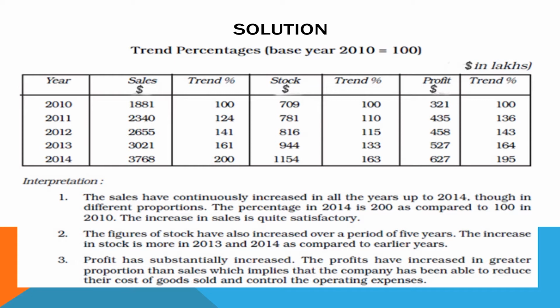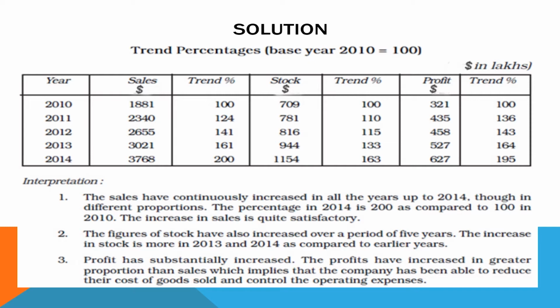The figures of stock have also increased over a period of 5 years. The increase in stock is more in 2013 and 14 as compared to earlier years. And lastly, profit has also substantially increased. The profit has increased in greater proportion than sales, which implies that the company has been able to reduce their cost of goods sold and control the operating expenses.